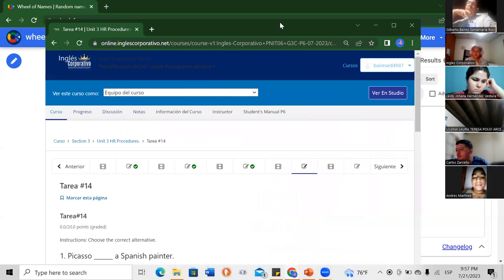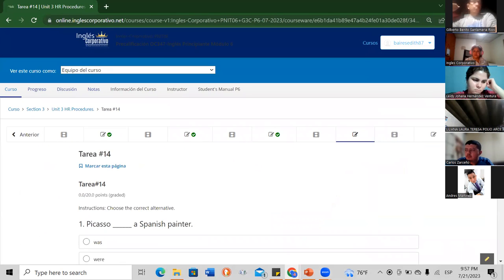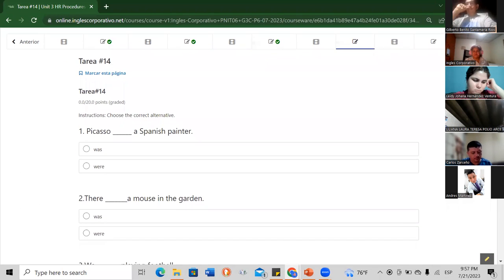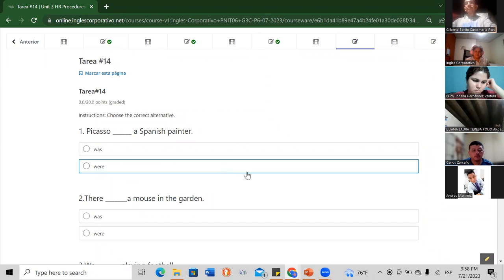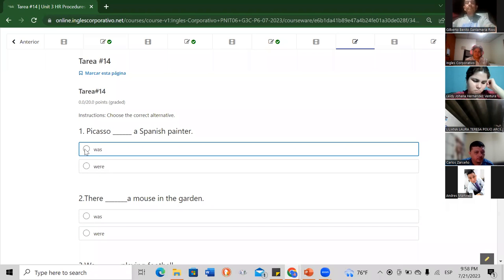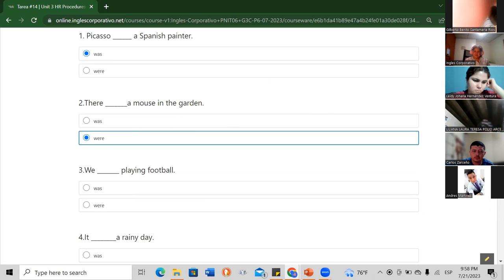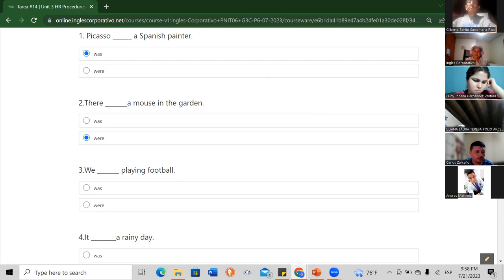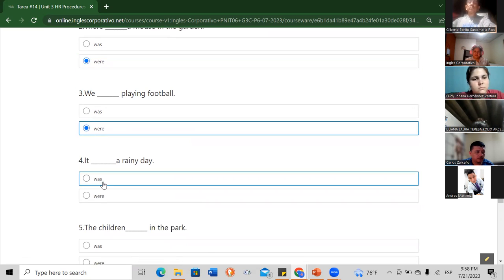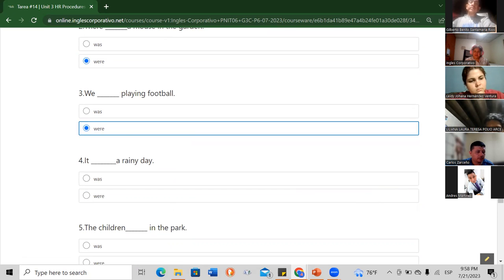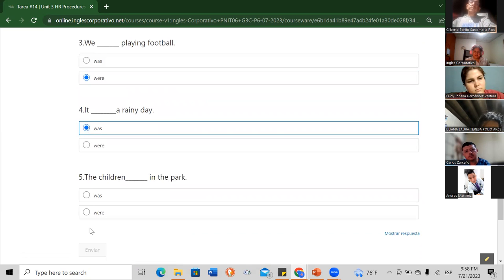Okay, guys, we're going to move on here to the homework 14. Number one, Picasso was or were a Spanish painter. Was. There was or were a mouse where? In the garden. We was or were playing football. Where? It was or were a rainy day. Was. It was. The children was or were in the park. Where?